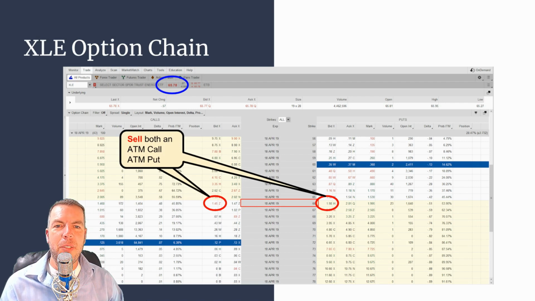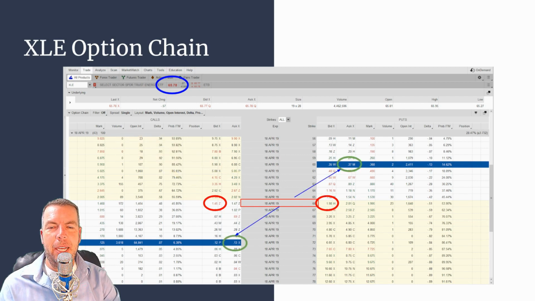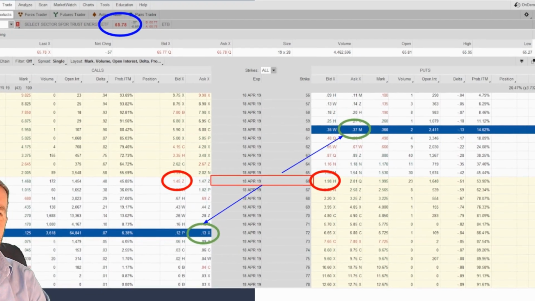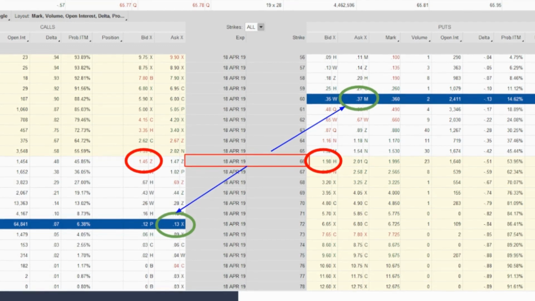Now we need to go out and buy some protection. On the call side and the put side, we're going to buy protection about $6 wide out on each side. On the call side, we're looking at around that $72 strike, and on the put side, down around that $60 strike.